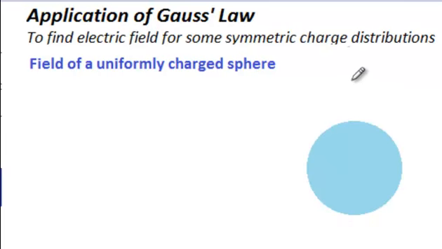We want to find the field of a uniformly charged sphere, and this sphere has a positive charge of Q placed on it, and the charge is uniformly distributed throughout the volume of this insulating sphere. It's an insulating sphere, which means it's made of some kind of insulating material like plastic, wood, etc. It is not a conductor. Now we want to find the field inside this sphere, and we want to find the field outside this sphere.